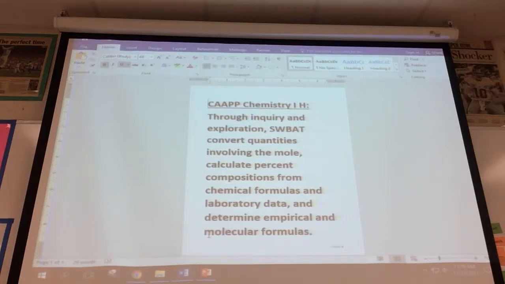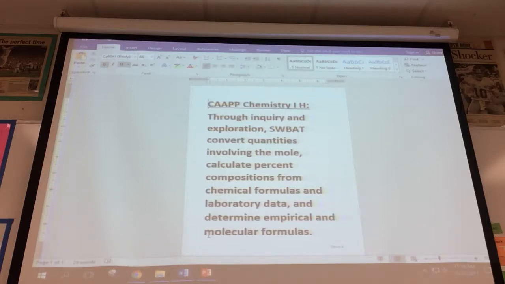We'll be covering our last chapter for this semester on the mole. Very easy chapter, very math-based, critically important for this year. I think you will be very strong with it. It involves a tremendous amount of math. Learning goal: through inquiry and exploration, students will be able to convert quantities involving the mole. That's what we'll get into today.